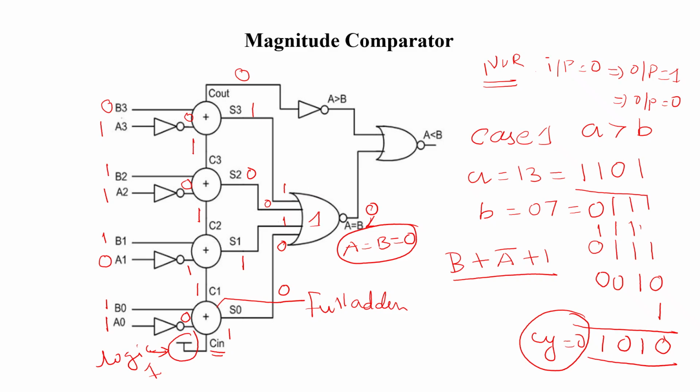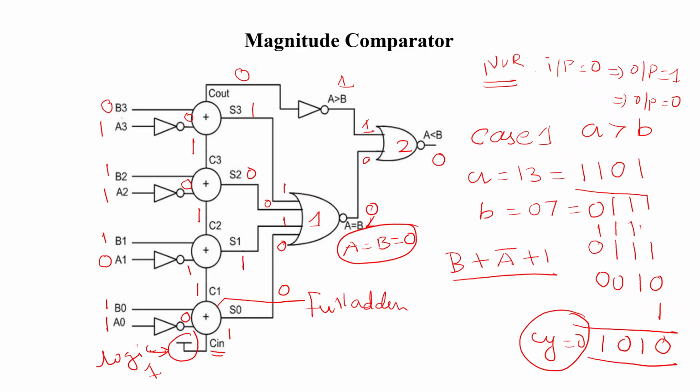Then this 0 is given to the input of the second NOR gate. Then this C out is given to the input of the NOT gate. After complement, you will get the result 1. This 1 represents A value is greater than B. This output is given to the input of the second OR gate. Now this terminal is connected to 1. So 1, 0, this output is 0.